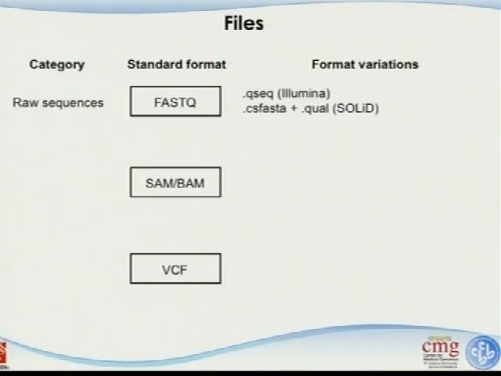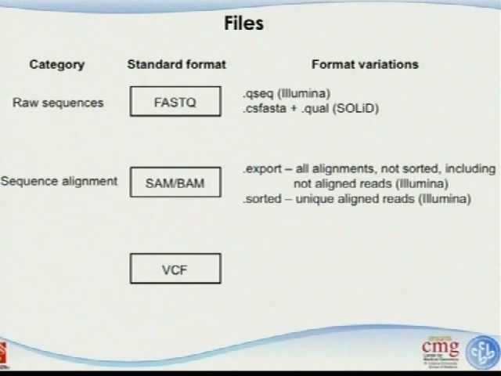The first one is the raw data. It's called a FASTQ file, and this is the raw sequence. There are some variations. We know the Illumina report is something called QSeq, or SOLiD. It's two files: one is the CS FASTA, the other one is the call file, which integrates the qualities. And the second level is a sequence alignment file. This is a SAM file, okay? And there are exported files from the Illumina platform, also parallel to the SAM file, which give you a lot of alignment information. So you get reads after you align them back to the genome, and it tells you a lot of features in there. We'll go through those. You cannot skip those. And the third one is the VCF file, which is variant information.